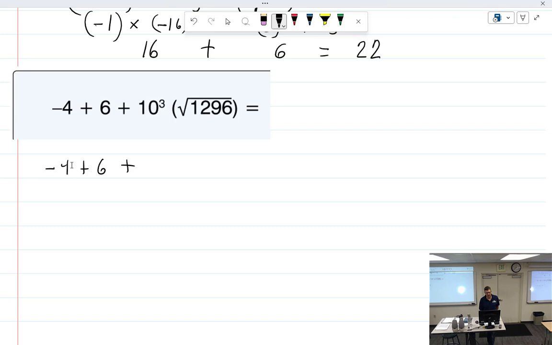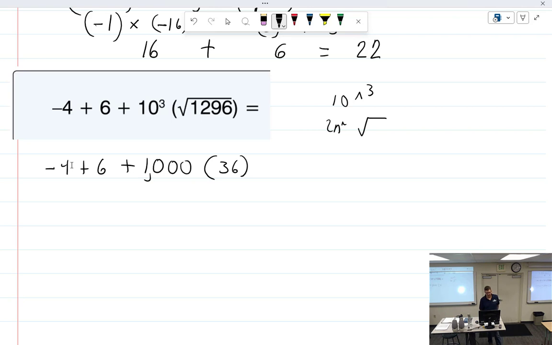How do I plug this into my calculator? 10 caret 3. I don't want to make any errors on that. So that's 1,000. Parentheses. And then make sure you use the right button. That's the x squared, so it's second. Looking for that right there. 1296 equals, and what is that?